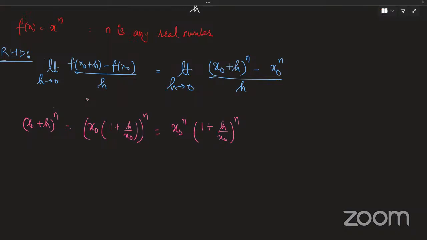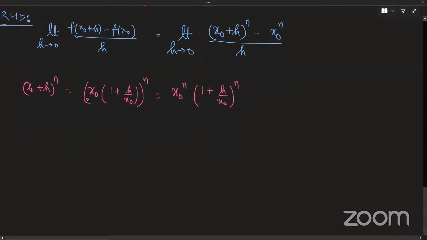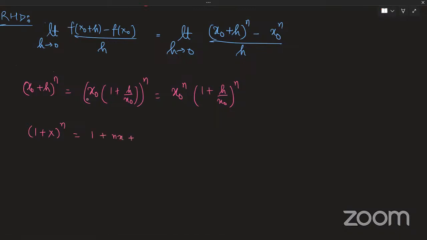Okay, great. So (1 plus h by x naught) raised to n. Earlier we had discussed the infinite polynomial expansion of (1 plus x) raised to n. Does anyone of you know what it is? (1 plus x) whole raised to n. So is it 1 plus nx plus n into (n minus 1) by 2 into x square? Great, great.